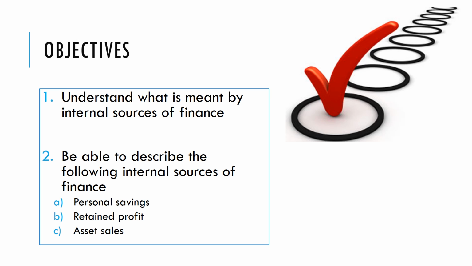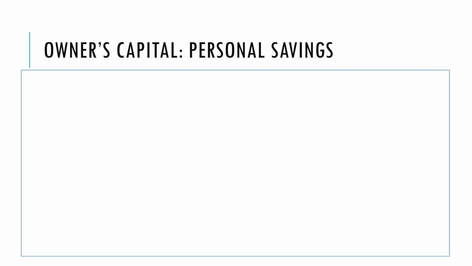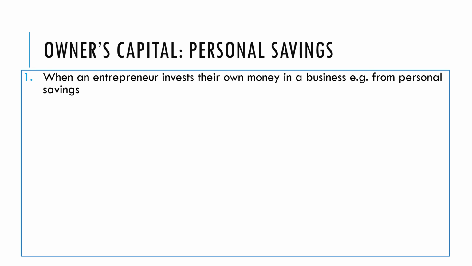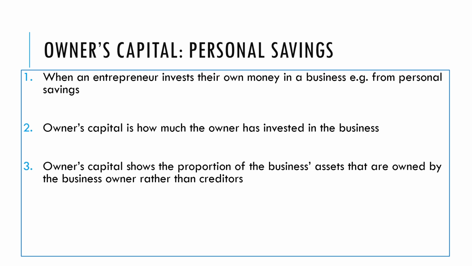Let's start to work through our three types of internal finance. The first one is owner's capital, or personal sources. And that's when an entrepreneur invests their own money in a business. And owner's capital is how much the owner has invested in the business. So owner's capital shows us the proportion of the assets that are owned by the business owner rather than paid for by an external source.